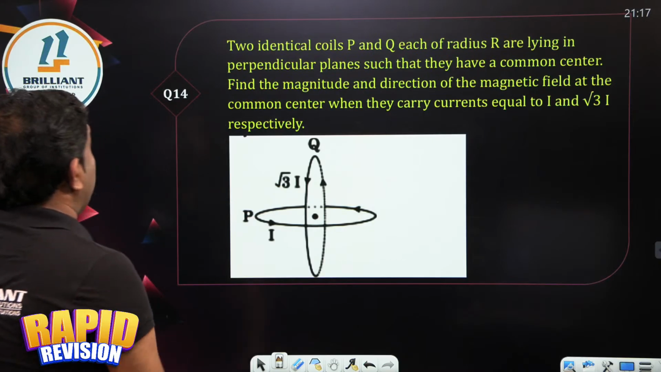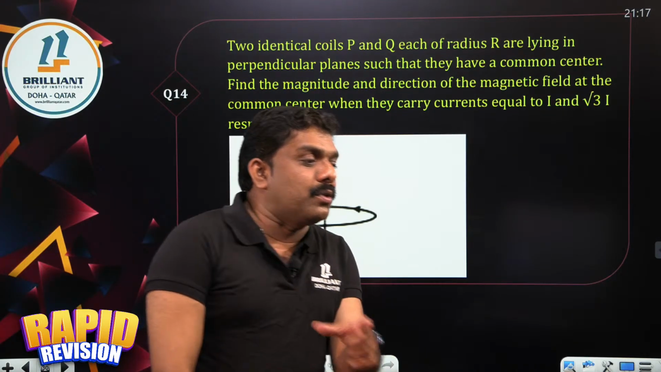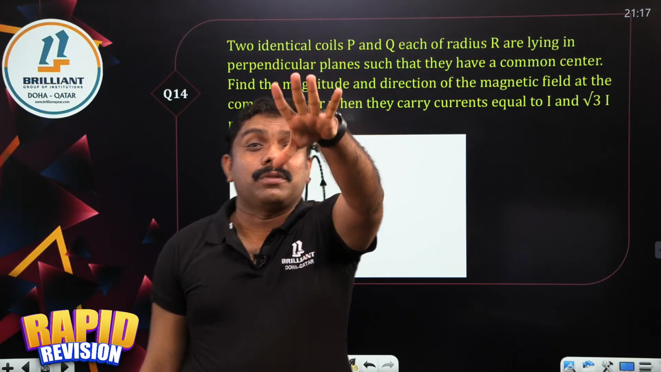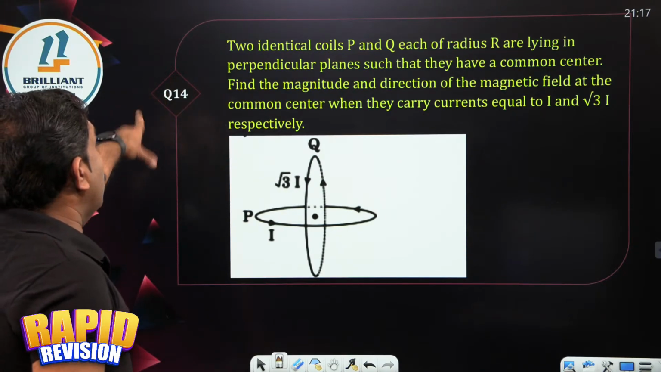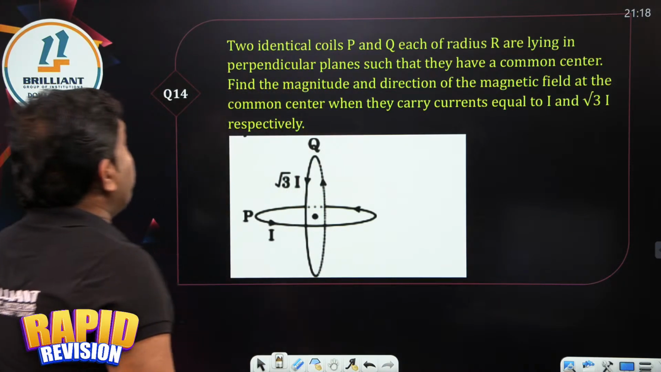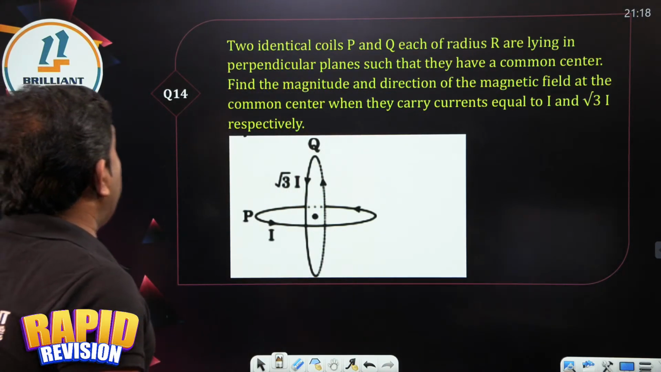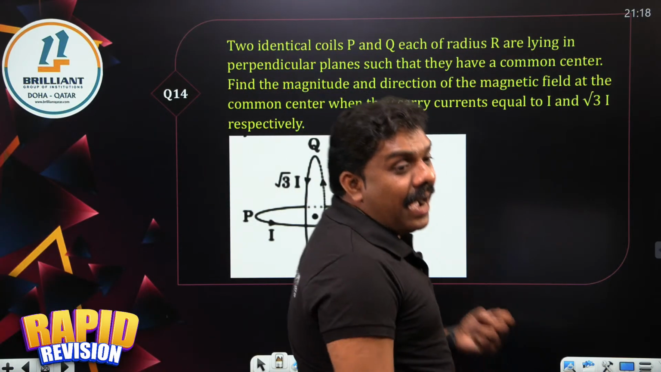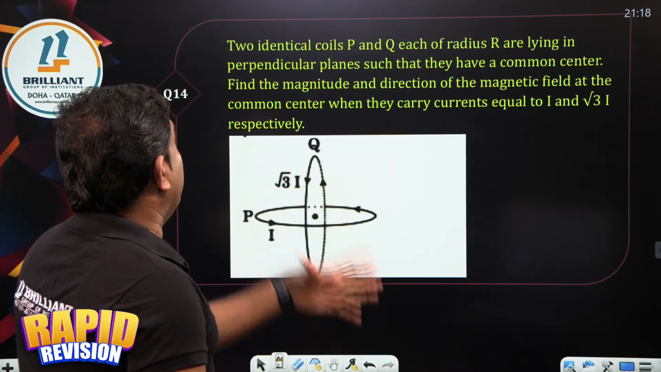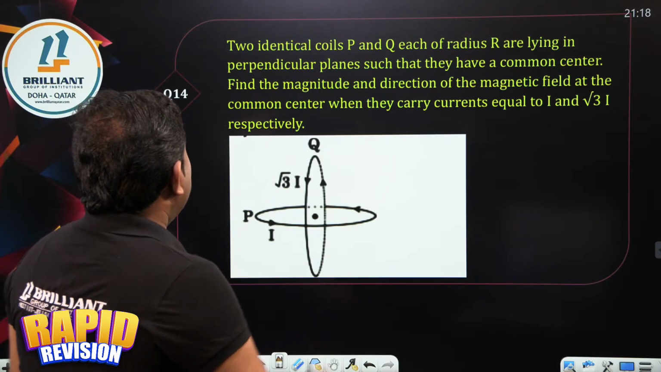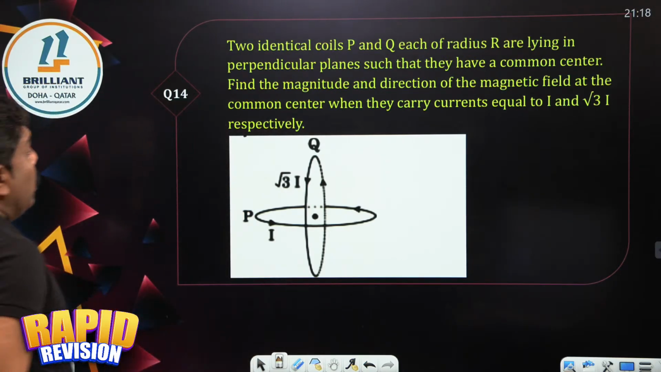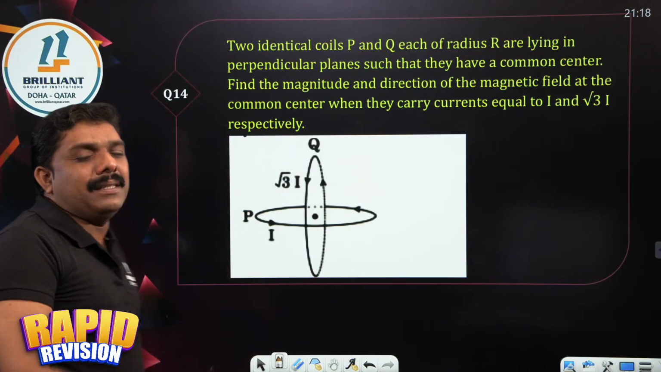Now we are explaining question 14. Another important question for examinations. Most possible question for the upcoming exam. So question 14, look. Two identical coils P and Q, each of radius capital R, are lying in perpendicular planes such that they have a common center. Find the magnitude and direction of the magnetic field at the common center when they carry current equal to I and root 3 I respectively. It's a question repeated many times in the examination.